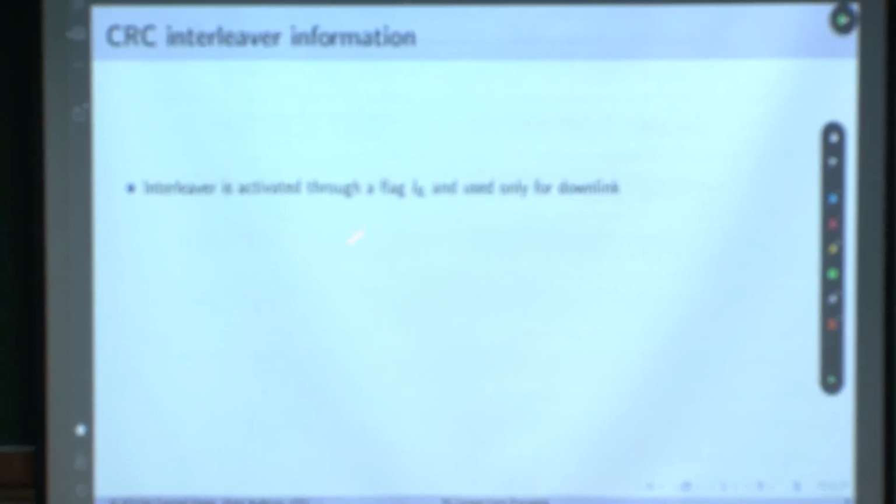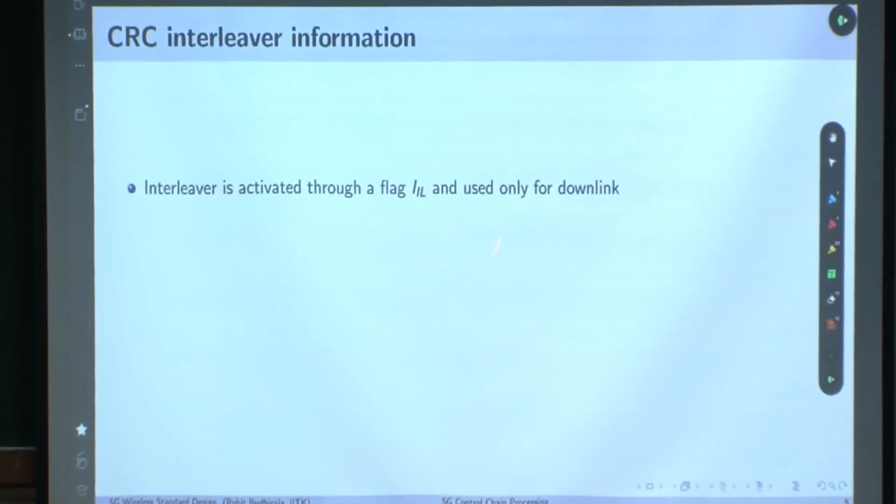The interleaver is activated through this flag IL, and is used only for downlink. Another key aspect: blind decoding happens only for downlink. Why doesn't it happen for uplink? Because the base station only schedules the user, so it exactly knows where the information is going to flow. It is the user who is not aware of where its DCI is going to come. So this interleaver is only there for the downlink.